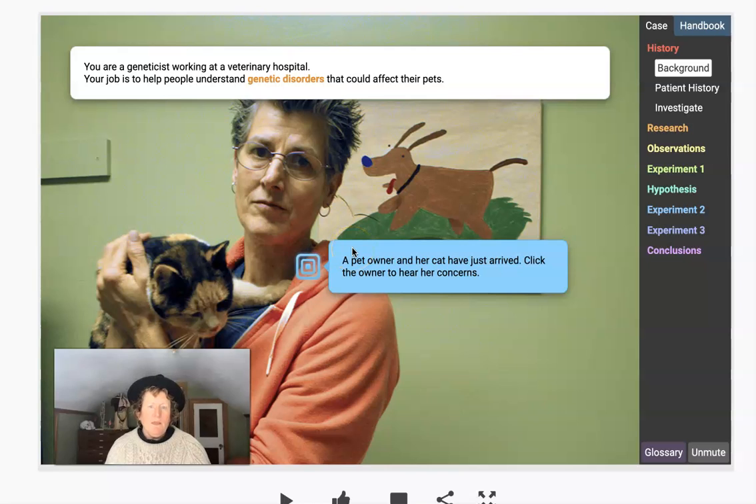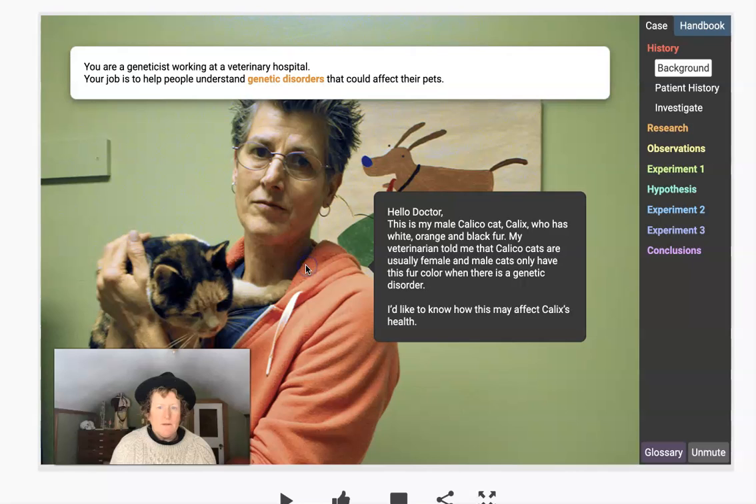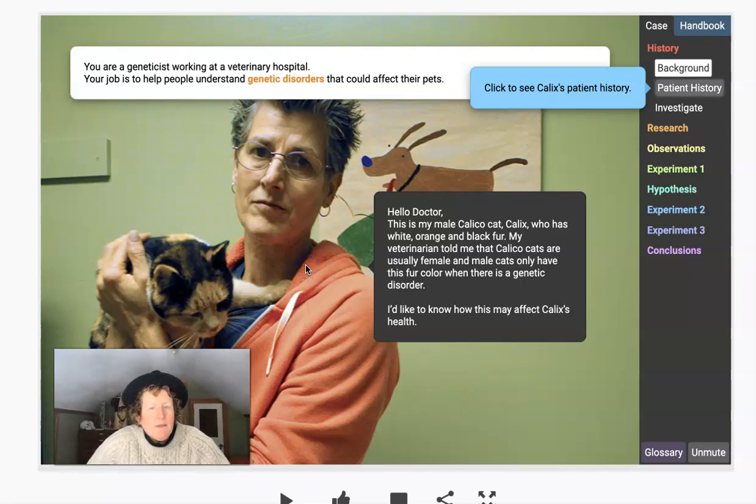A pet owner and her cat have just arrived. Click the owner to hear her concerns. Hello, doctor. This is my male calico cat, Calyx, who has white, orange, and black fur. My veterinarian told me that calico cats are usually female and male cats only have this fur color when there is a genetic disorder. I'd like to know how this may affect Calyx's health.